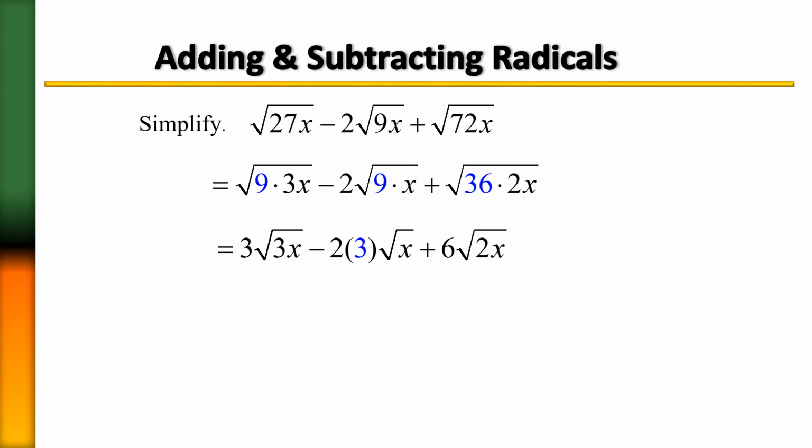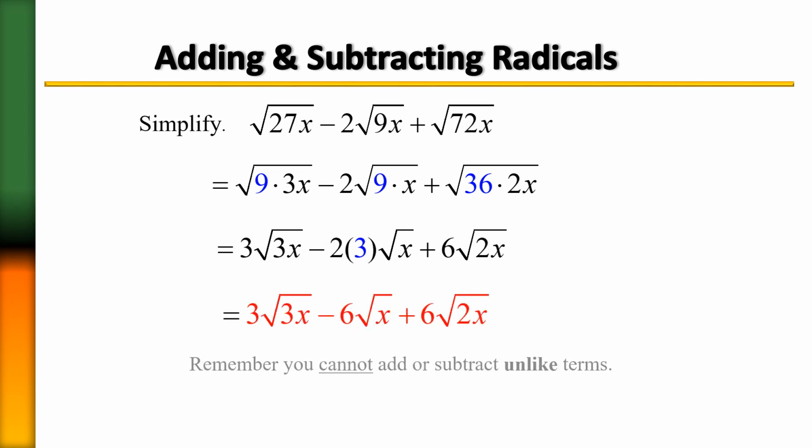Now they do have the same index, but they do not have the same radicand, so they are unlike radicals, which means at this point, all you can do is just simply leave it as is. But of course, with this middle term, let's go ahead and write -6 there. But that's it. You can't do any more to it, because they are unlike terms. And there you have it.